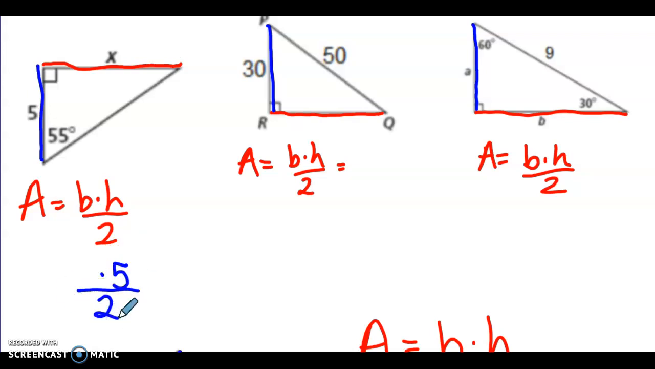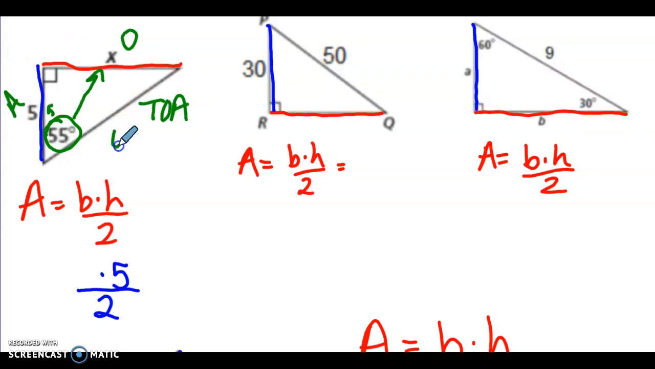Okay. So what I have left to find there is the base. I need to know that red side. So what helps me out? That 55. So that means I'm going to have to use trig on this one. So I circle the angle. I label the sides. This would be the opposite. This would be the adjacent. I've got the A and the O. So that means I'm using TOA.